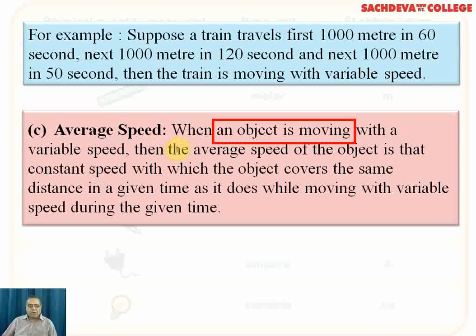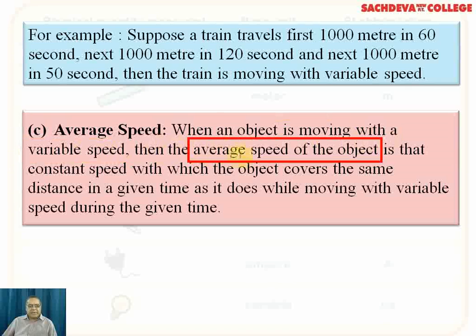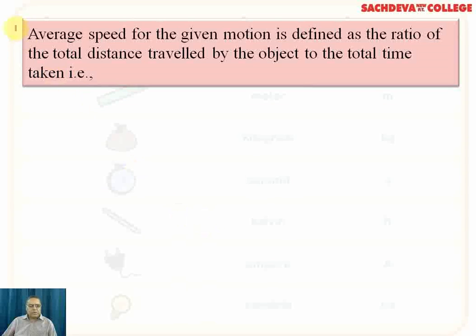However, when the object is moving with variable speed, then the average speed of the object is that constant speed with which the object covers the same distance in a given time as it does while moving with variable speed during the given time. So, average speed of the given motion is defined as the ratio of total distance traveled by the object to the total time taken by the object.